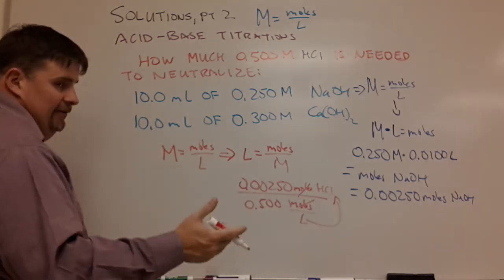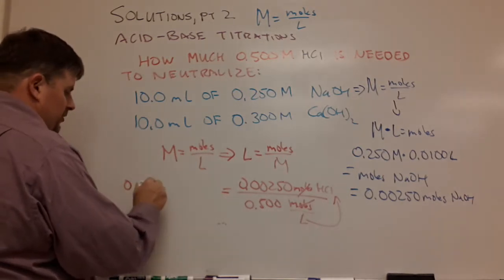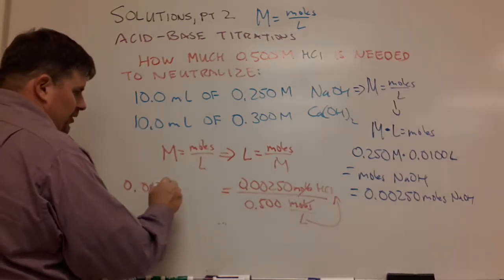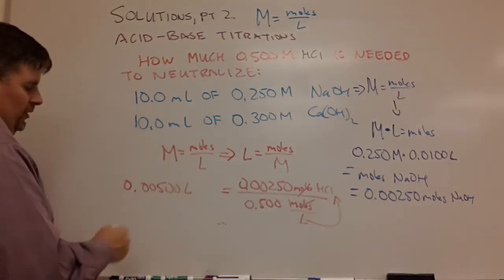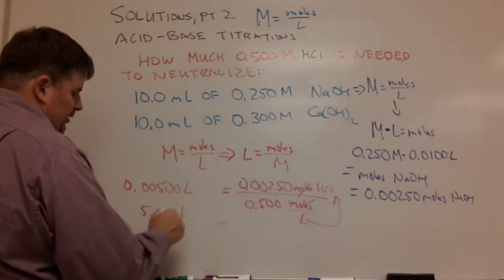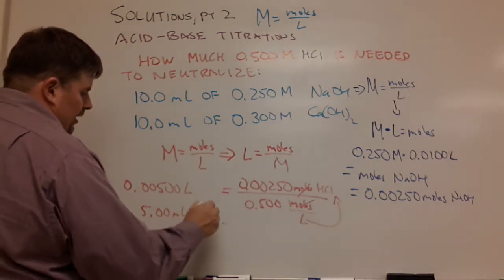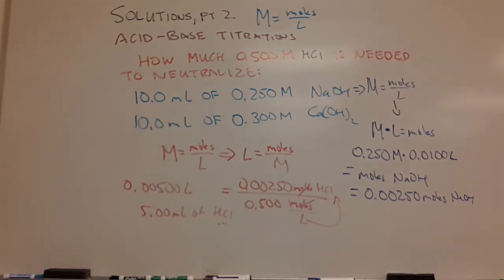Anything divided by 1/2 is going to be multiplied by 2. So I get 0.00500 liters of HCl, or 5.00 milliliters of the HCl, the 0.5 molar HCl. All right, does that make sense?